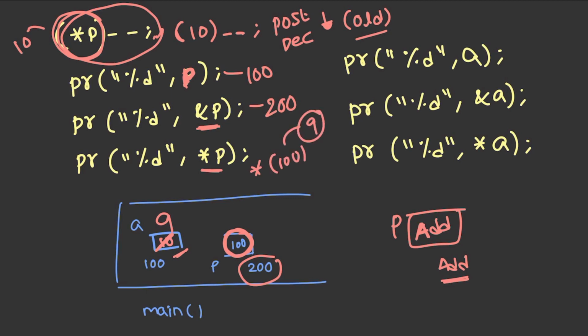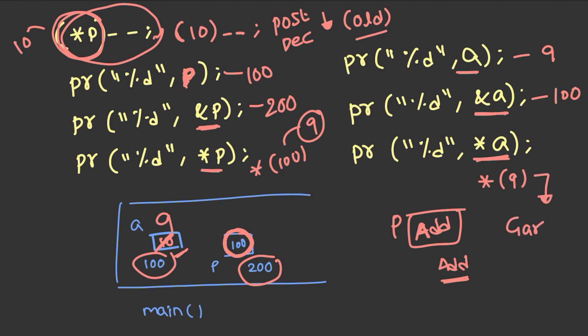Let's observe the statements. Here I am trying to get the value of A, so it will be 9. I am trying to get the address of A, which is 100, so 100 will be printed. And if you observe the statement carefully, I am trying to get the content at a location of 9, which will be generally some value, so it tends to have a garbage.